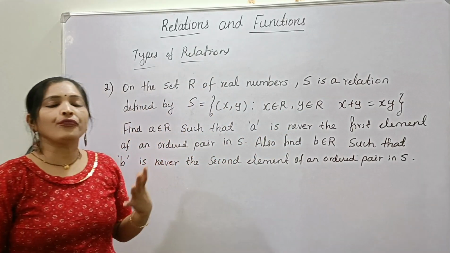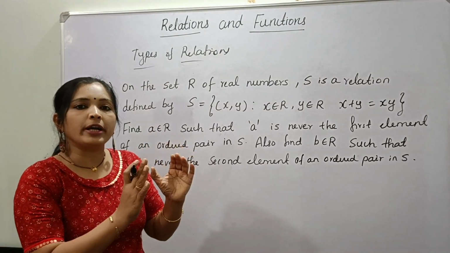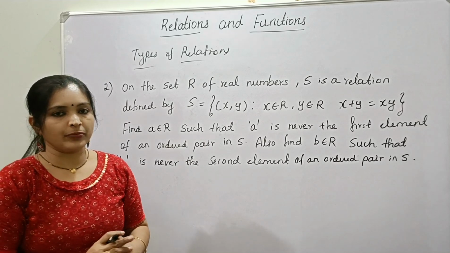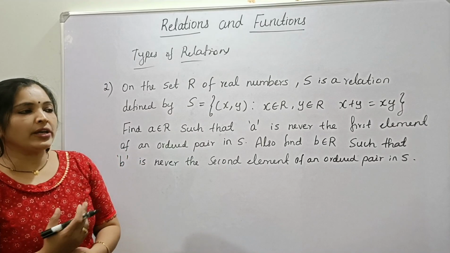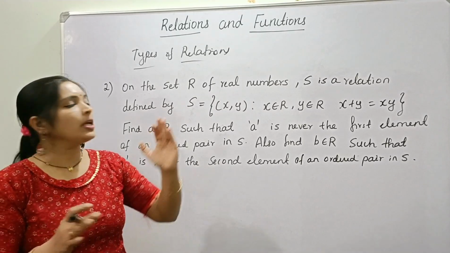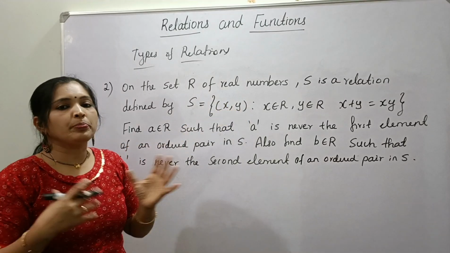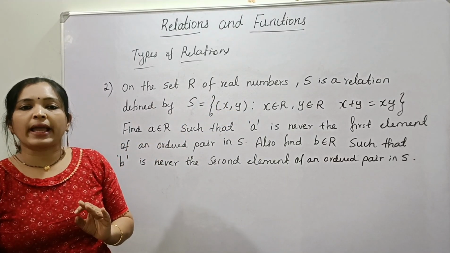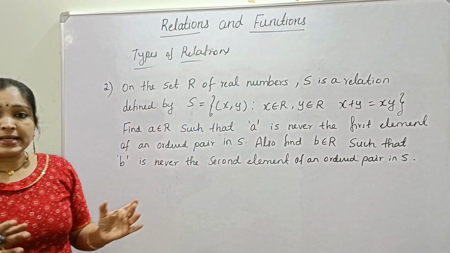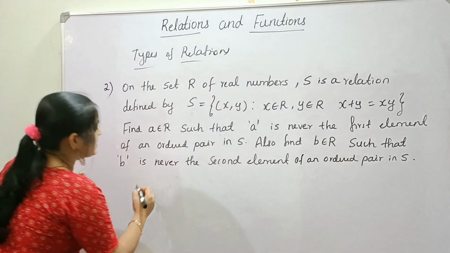So here we have to find the value of A. A means the first element of an ordered pair. B is the second element of an ordered pair. So we have to find the value of A, which is never the first element in an ordered pair in S, and B, which is never the second element of an ordered pair in S. For that, let us take an element from S.